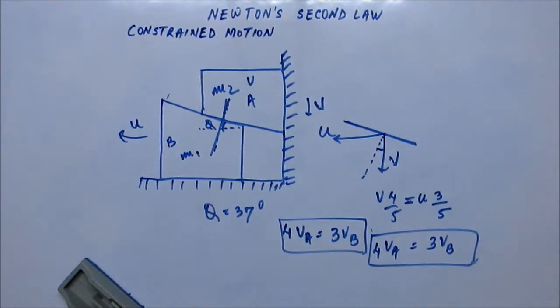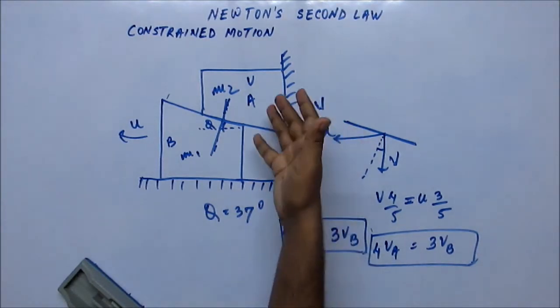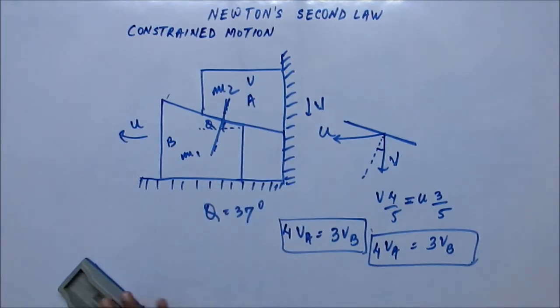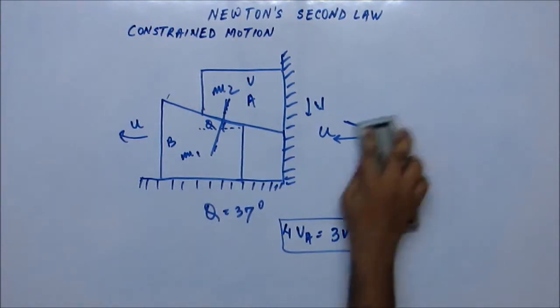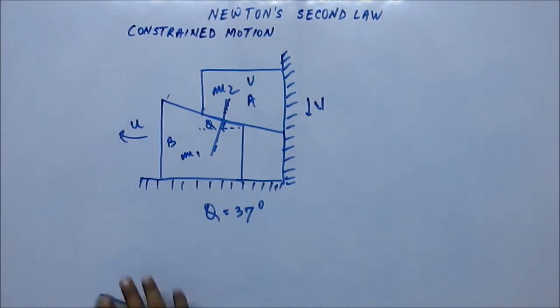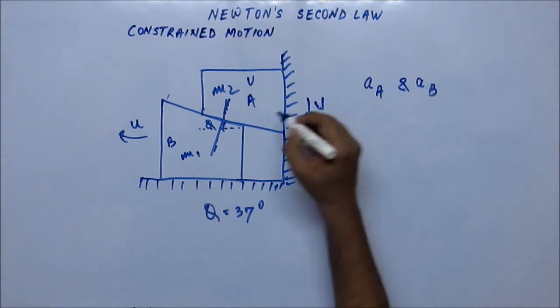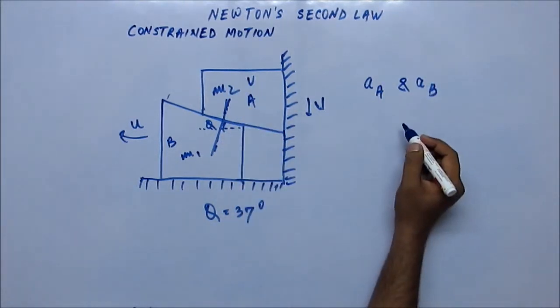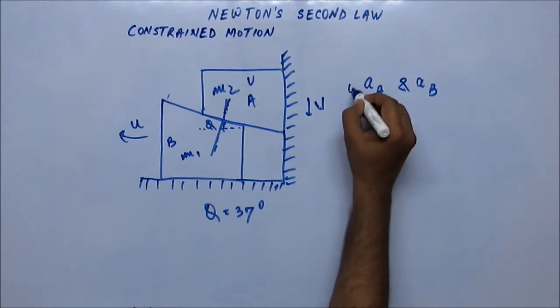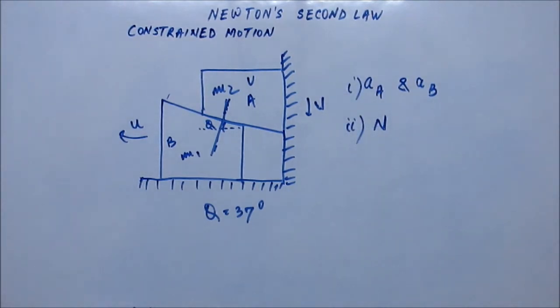Okay, now suppose I ask you, what is the acceleration of wedge A and wedge B? This is the relationship between velocity, but what is the exact absolute value of the acceleration with which A will be coming down and B will be going towards left? Find the acceleration of wedge A and wedge B. Okay, so you got to find two things. Find acceleration of A and acceleration of B, and find the normal reaction that is between both the wedges. So get me these two things, and that will complete this section.